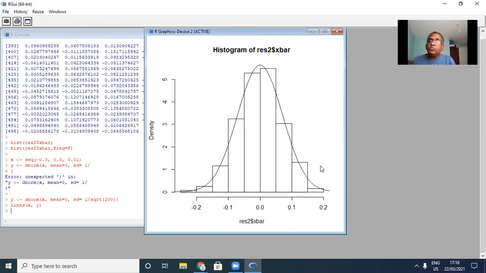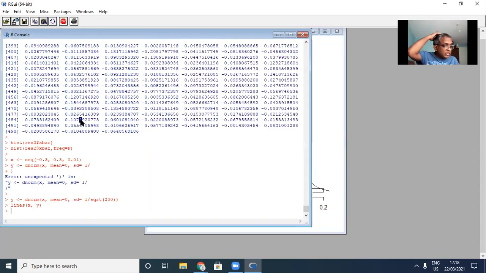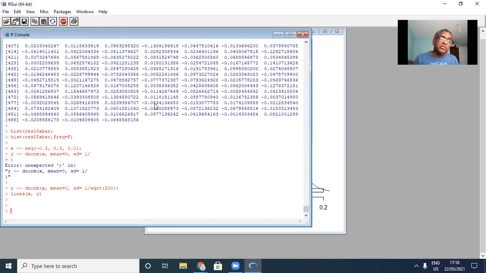And what you see here is an illustration of the theoretical result: the histogram of the sample means follows a normal distribution with mean equal to mu and variance equal to sigma squared by n. That is supported by this picture. In this case, I chose n to be 200. Now let me redo this with n equal to 100. Let me go back and change this to 100.